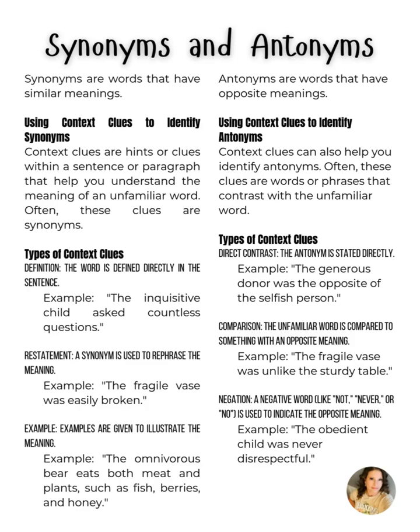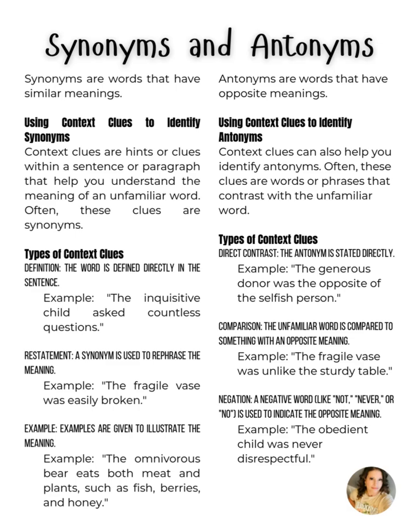And then examples are given, like the omnivorous bear eats both meat and plants, such as fish, berries, and honey. So we know that an omnivorous bear eats fish, berries, and honey. Well, that's both meat and vegetables. That example kind of gave us the definition and examples. And antonyms, being the opposite, kind of has the same thing.